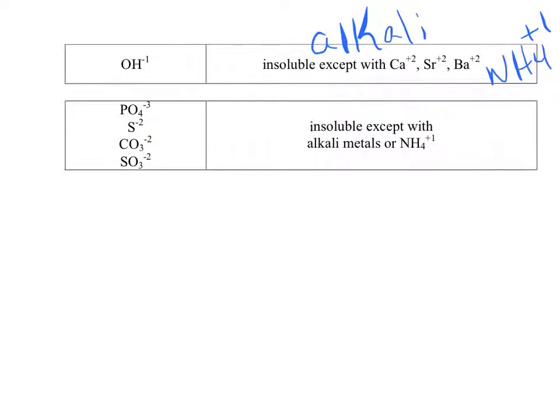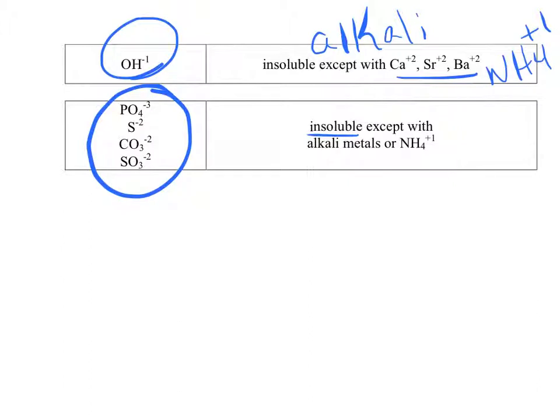Some ions are generally insoluble with a few exceptions, and so most hydroxides do not dissolve in water. They're insoluble except for these 3 ions, and you have to include the alkali metals from the top of the list that were always soluble, and ammonium. But other than those cases, hydroxide would generally be insoluble. Same thing with these ions. They are generally insoluble except again with the alkali metals and ammonium.